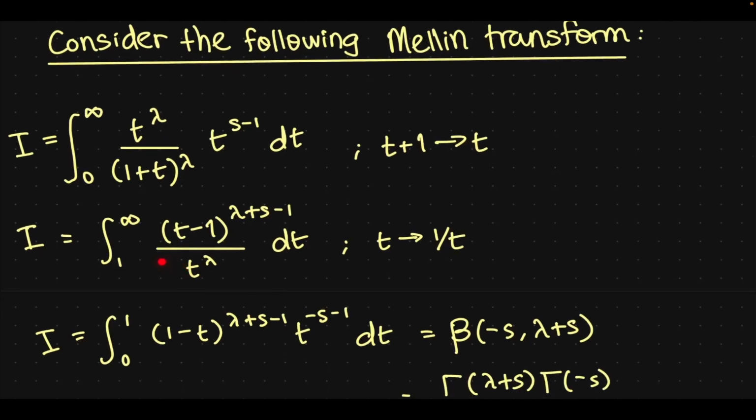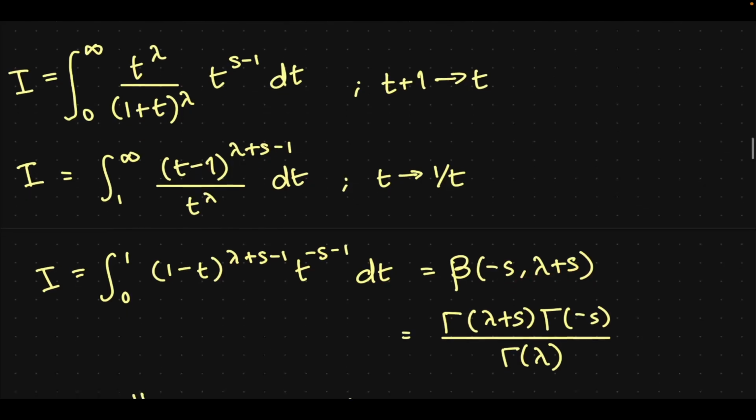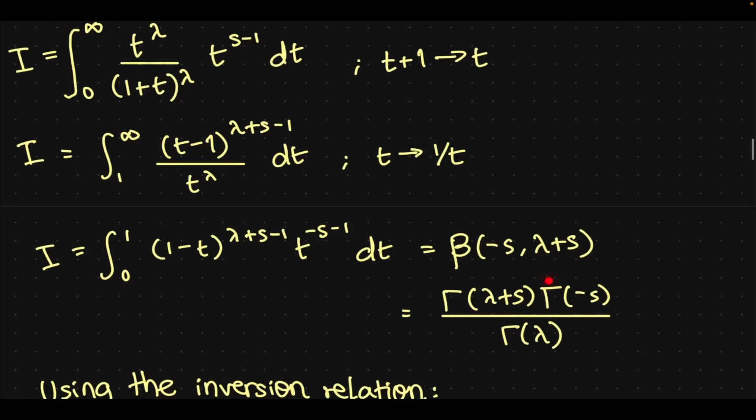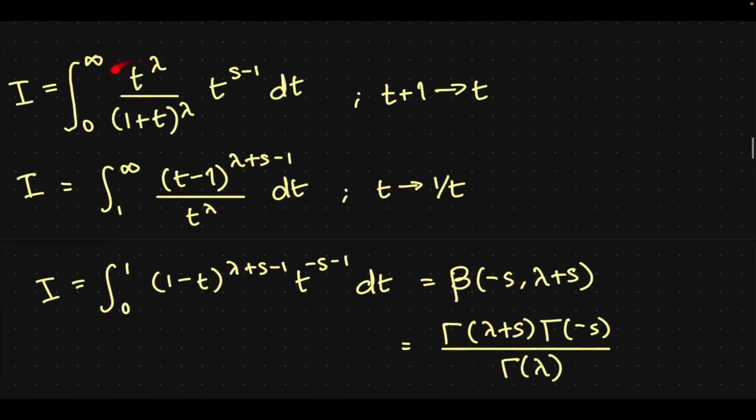We have the integral from 1 to infinity of t minus 1 to the lambda plus s minus 1 divided by t to the lambda dt. Another change, t goes to 1 over t. So integral I is from 0 to 1 of 1 minus t to the lambda plus s minus 1, t to the minus s minus 1 dt, which, if you compare to the standard form of the beta function, is beta of minus s, comma lambda plus s. And we can use the relation from the beta to gamma. This is gamma of lambda plus s, gamma of minus s divided by gamma of lambda. And this is the Mellin transform of this function.